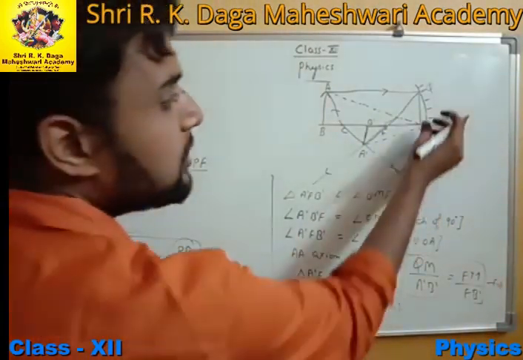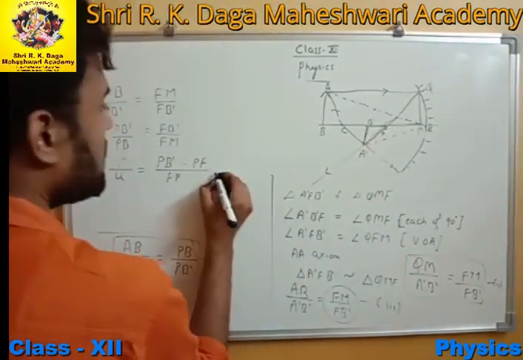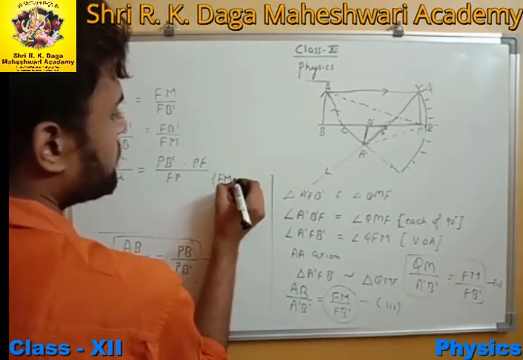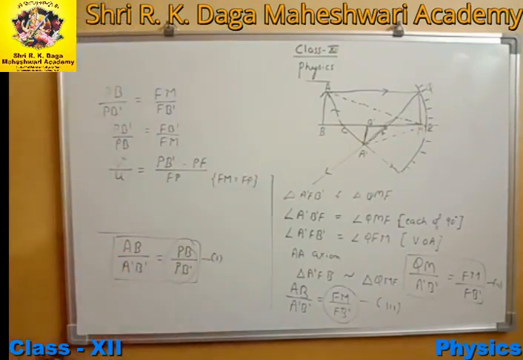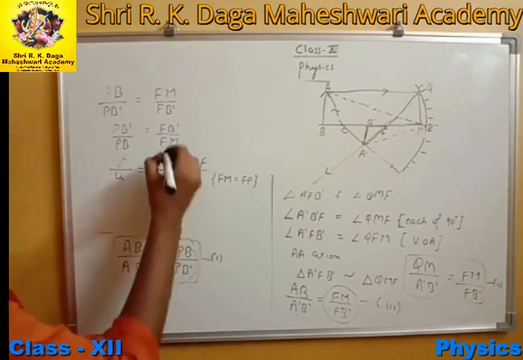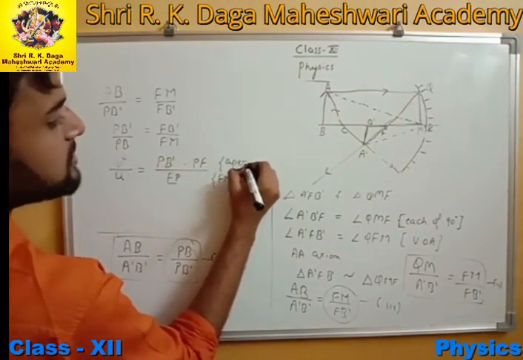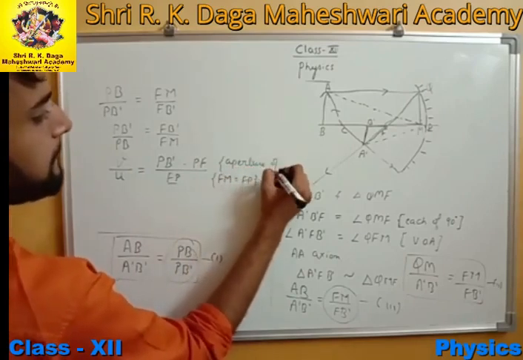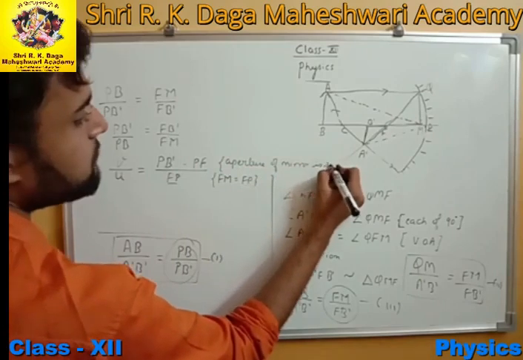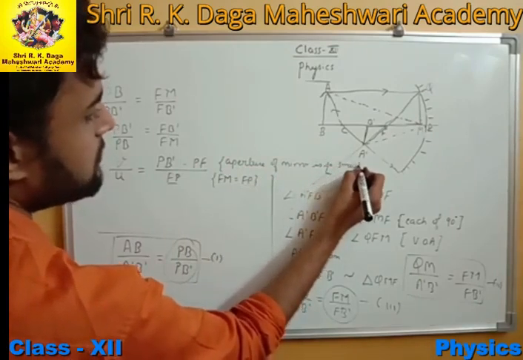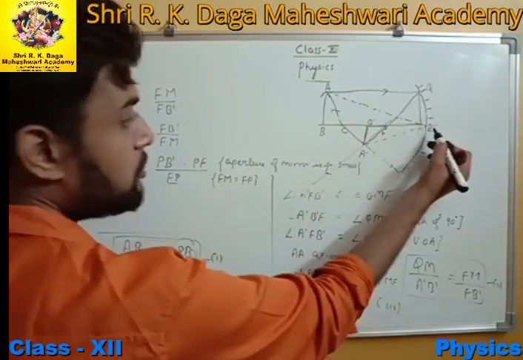right? If I say that the aperture of the mirror is very small, so in that case FM is equal to FP. So I am writing it FP in place of FM if the aperture of mirror is so small. Then what can I write in place of PB dash?